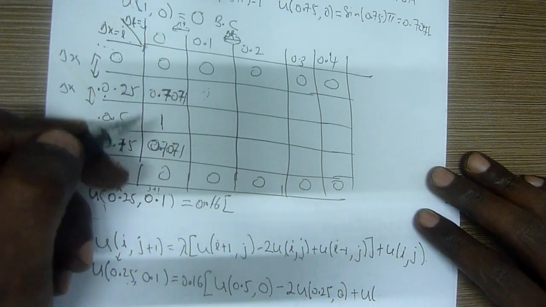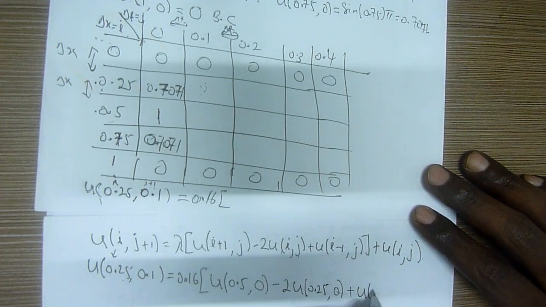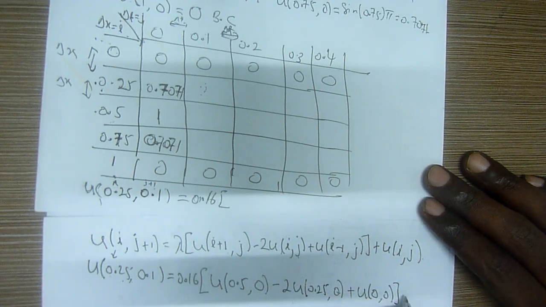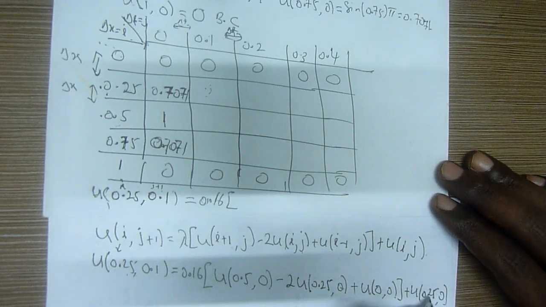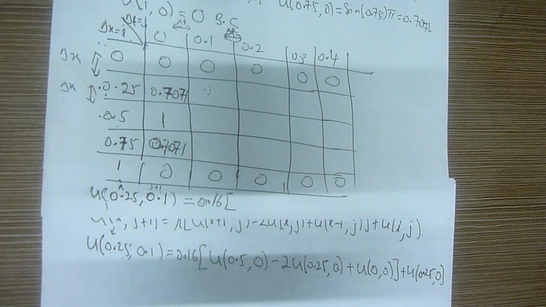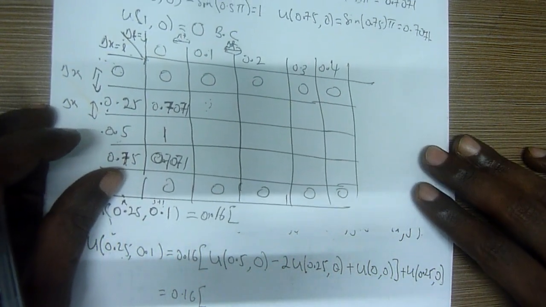i minus 1, you need to refer to the below. There is a 0, and because i is 0.25 and j is still the same, all the while j is 0, therefore u is the same as 0.25 and 0. Can you see that? Now we just substitute the value here, 0.16.